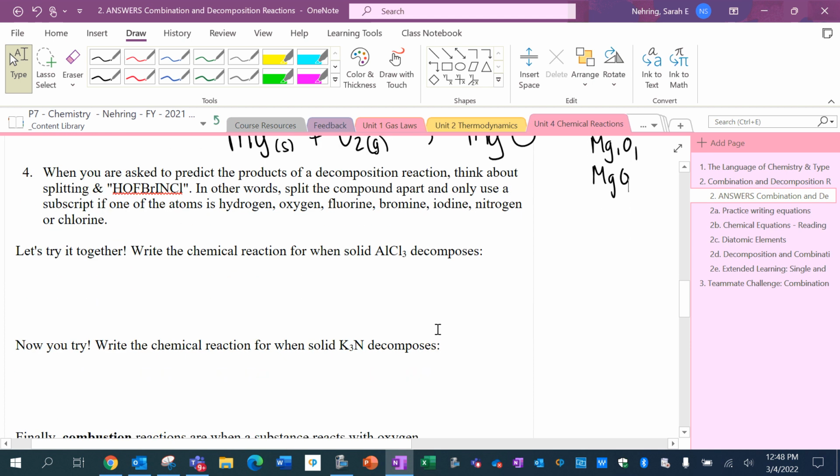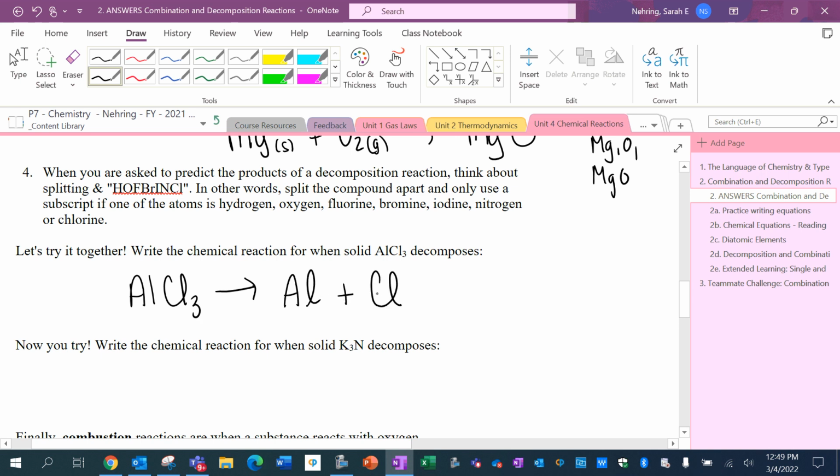So now let's look at decomposition reactions. This is pretty much the opposite. In this case, we're starting with 1 reactant, like aluminum chloride. And then that reactant is going to split apart into its elements. So aluminum chloride is going to split apart into aluminum and chlorine.